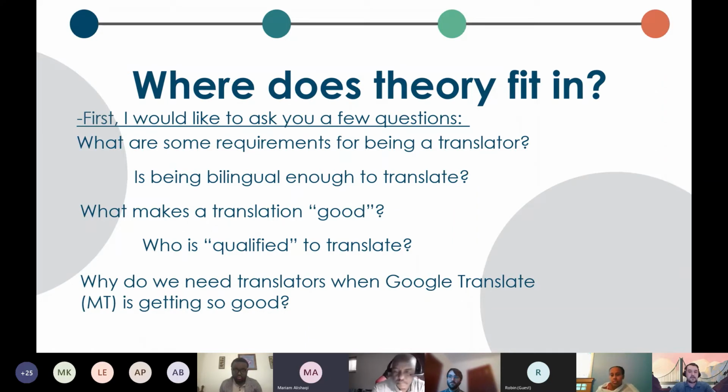One last question I want to ask, because my time is running quickly. Why do we need translators when Google Translate, or what we would call MT, machine translation, is getting so good? Why do we need translators when I could plug most texts into Google Translate and get, even with some languages that are similar or very close to English, pretty good results? Why do we need human translators?